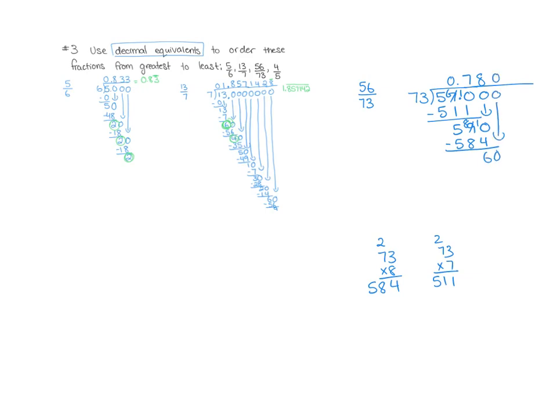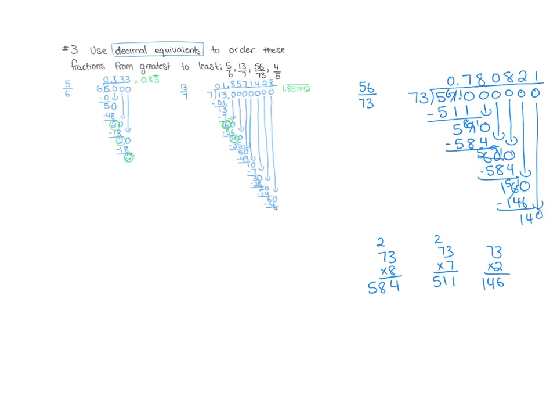Can it go into 60? No. Can it go into 600? Yeah, it can go in 8 times, which leaves me with 584. And I can subtract from here, so that leaves me with 16. So how many times can it go into 160? I'm guessing about 2. Yeah, that looks right to me. It's about 14. So 140, it'll be less than two groups.